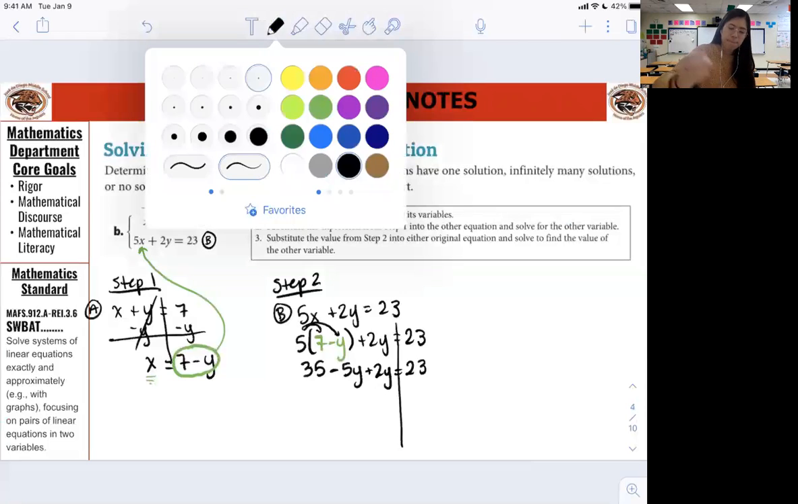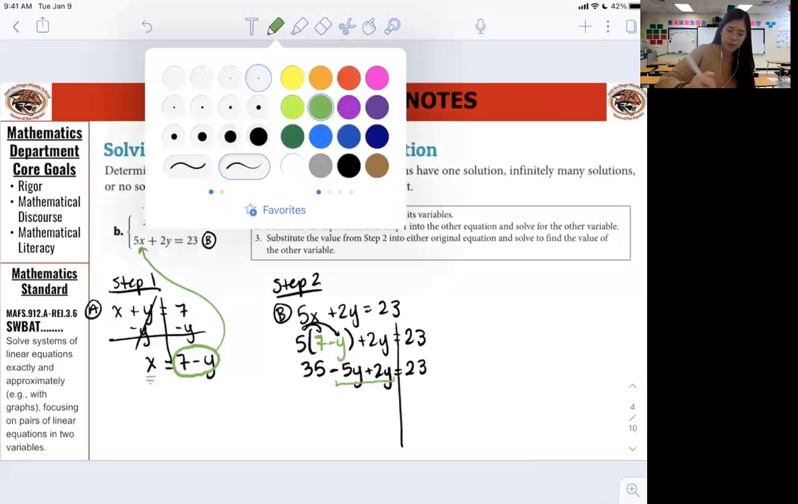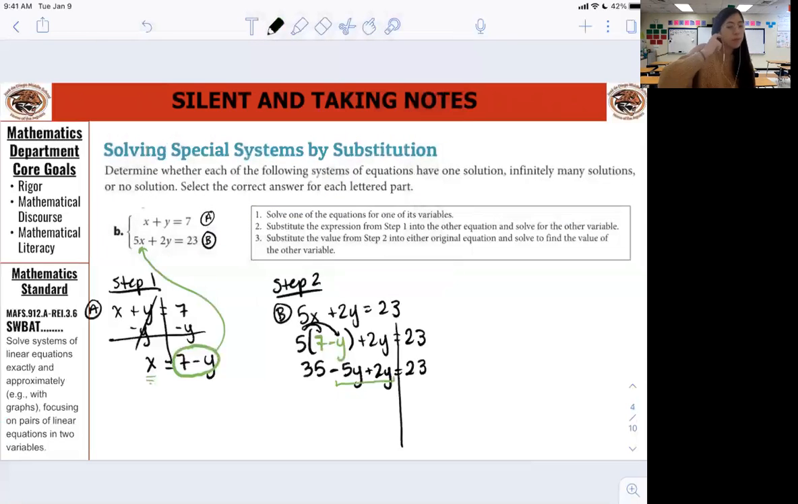Combine like terms. Negative 5y plus 2y. 7y. So be careful there because it's negative 5 plus 2. Negative 3. Oh, okay. That's why we have to be very careful with those positives and those negatives.